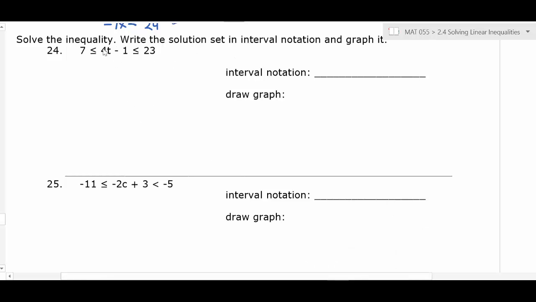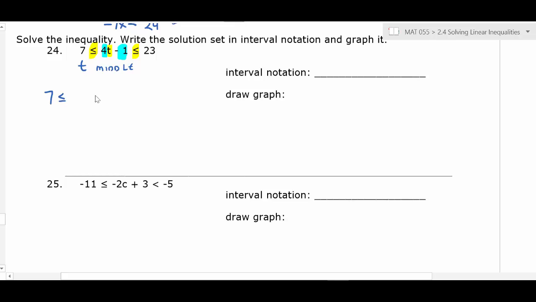So what you try to do on this is you want to get the t in the middle. The variable needs to be in the middle of these two inequality signs all by itself. So that t needs to be isolated. So that means what you're going to need to do is get rid of the 1 and the 4, and you have to do this to all three parts. We call this a three-part inequality.